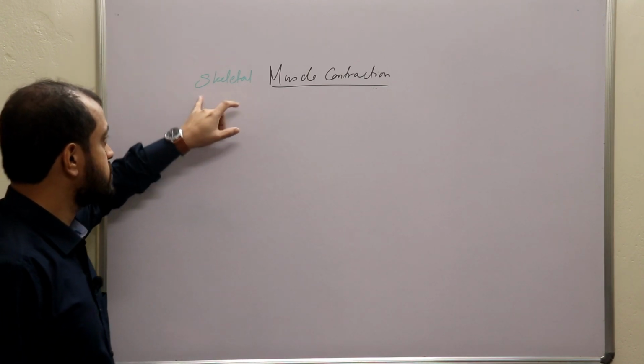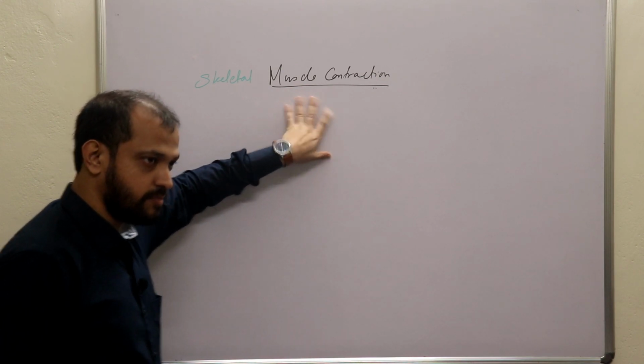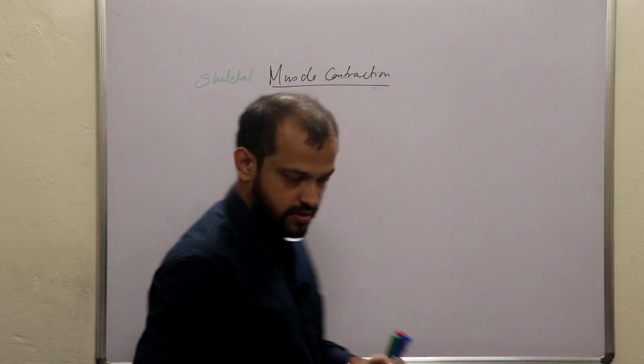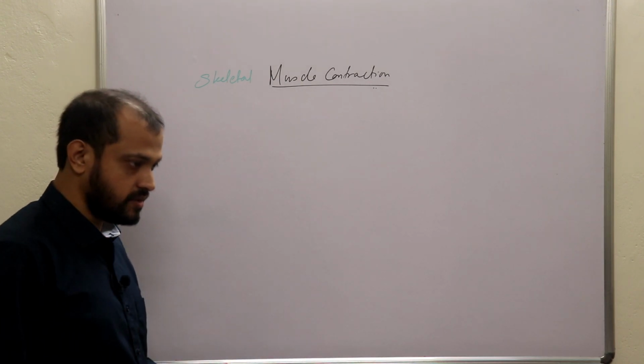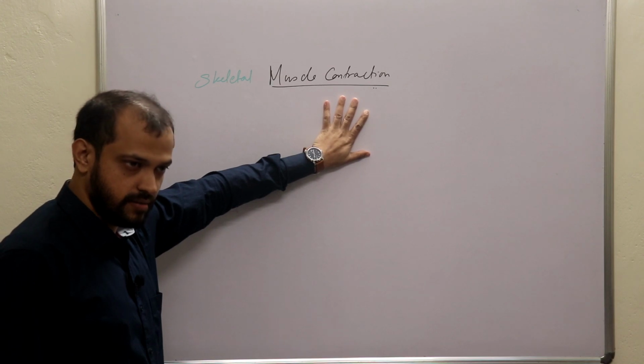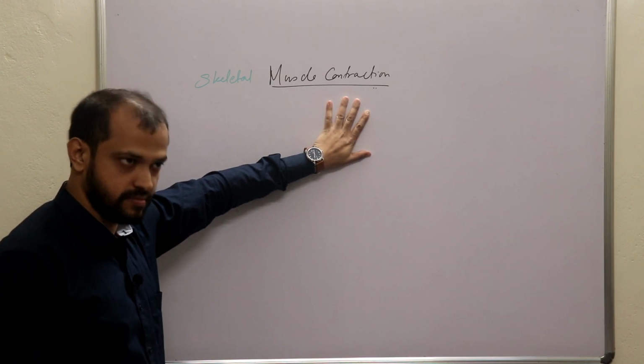Now, we have already discussed the structure of skeletal muscle and the proteins associated with it, that is actin, myosin and all these things. We have discussed the A band and I band. Today we are going to discuss the muscle contractile mechanisms.